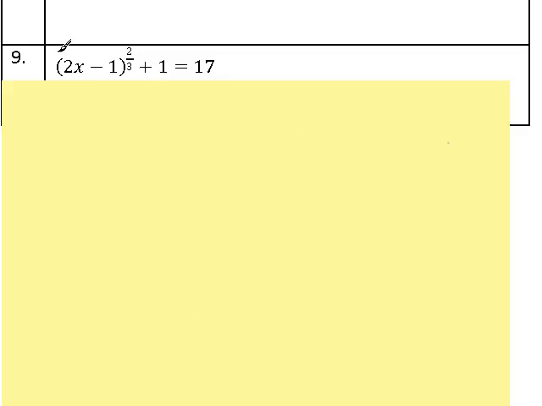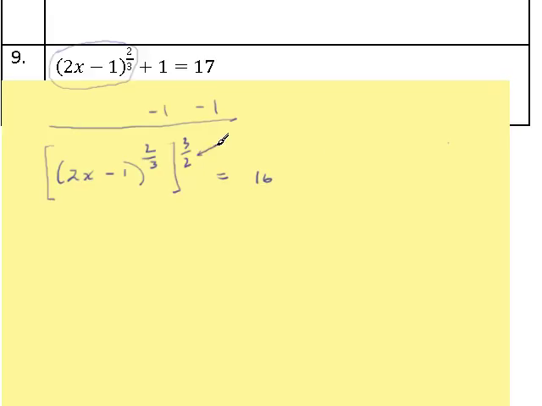In number 9, we will first solve for this expression, and then we'll raise both sides to the 3/2. So first just subtract 1 from both sides, and then we have 2x minus 1 to the 2/3 is equal to 16. And now we'll raise both sides to the 3/2. Notice that 2 in the denominator. That's like when we take the square root of both sides, we do the plus minus square root. So we'll do that here as well.